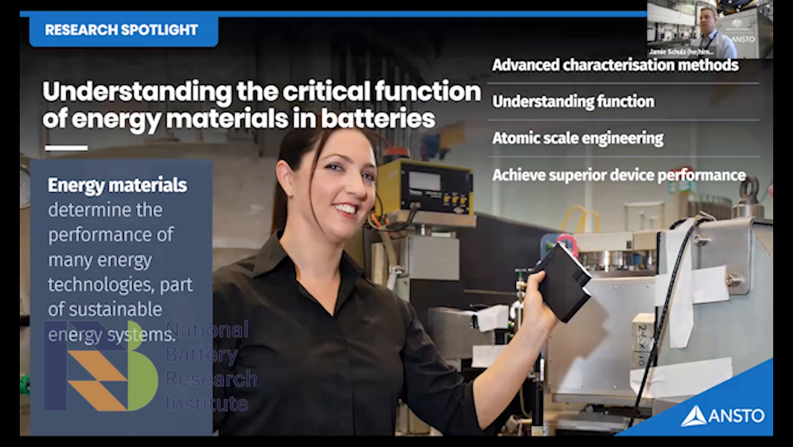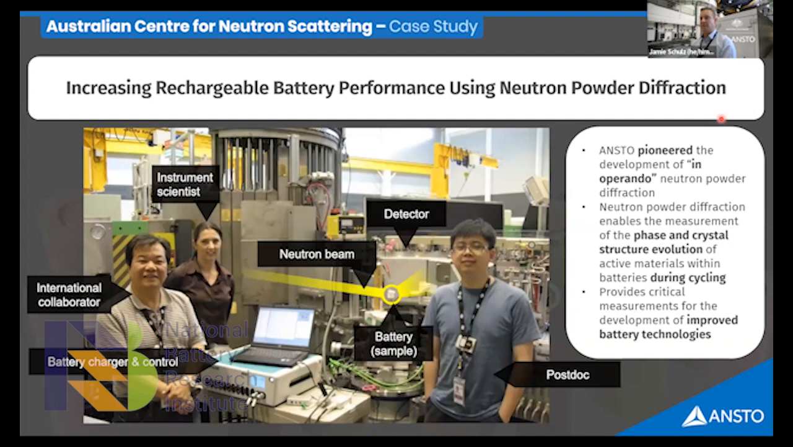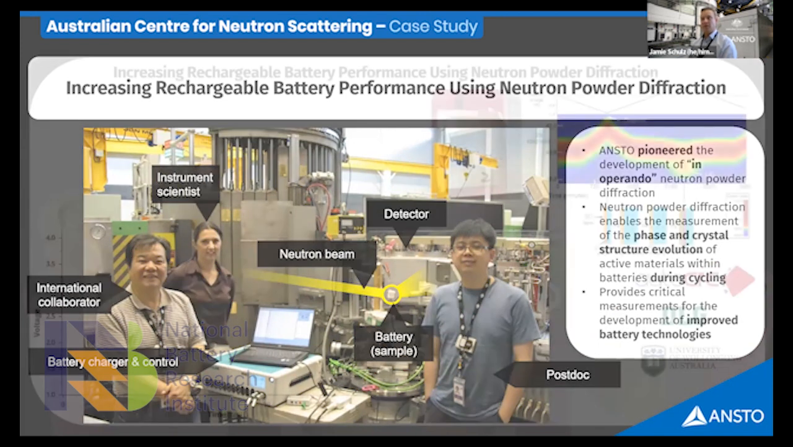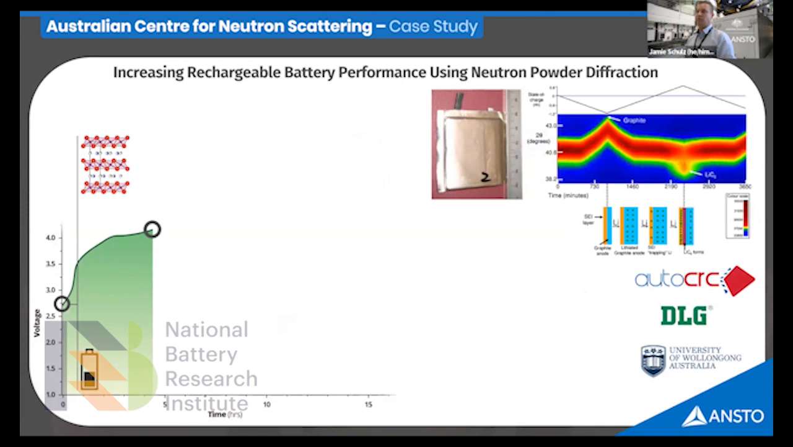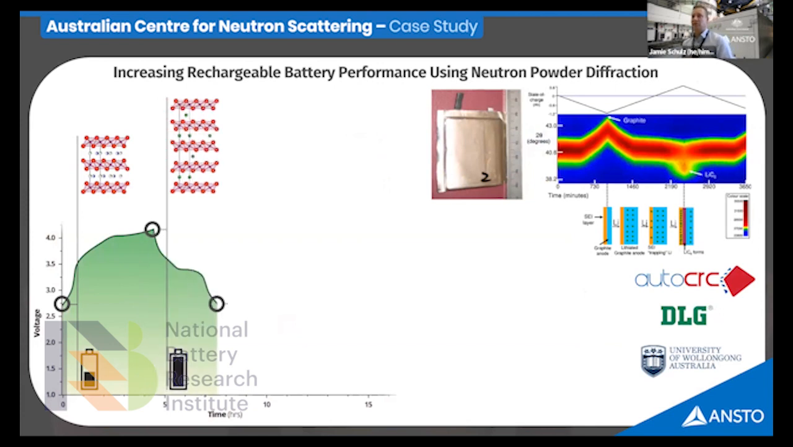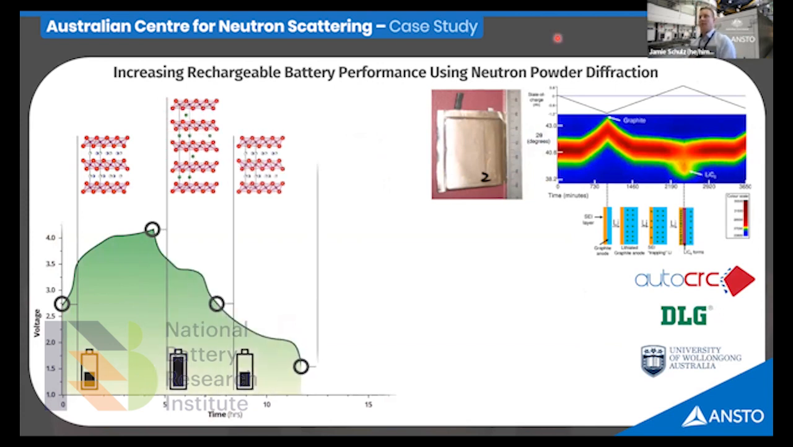And this is a typical experiment we would undertake, where we would have a neutron beam, we'd have a battery in the beam, we've got a battery controller, so we can actually charge and discharge this battery, and a detector, where we capture the neutrons. And we can do this in operando, so we can actually do the neutron scattering measurements whilst you're doing the charging and discharging process. The outcome from this is, for example, as we go through a process of charging and discharging for a battery, it actually changes its crystal structure as it goes through the peaks of charging down to discharge.